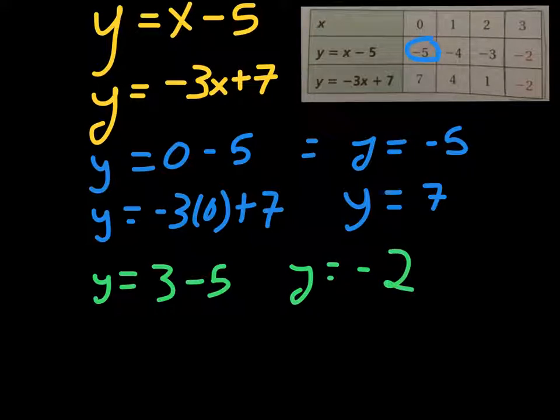Okay? Then the second step is I have to plug in 3 to the second equation. So negative 3 times 3 plus 7.